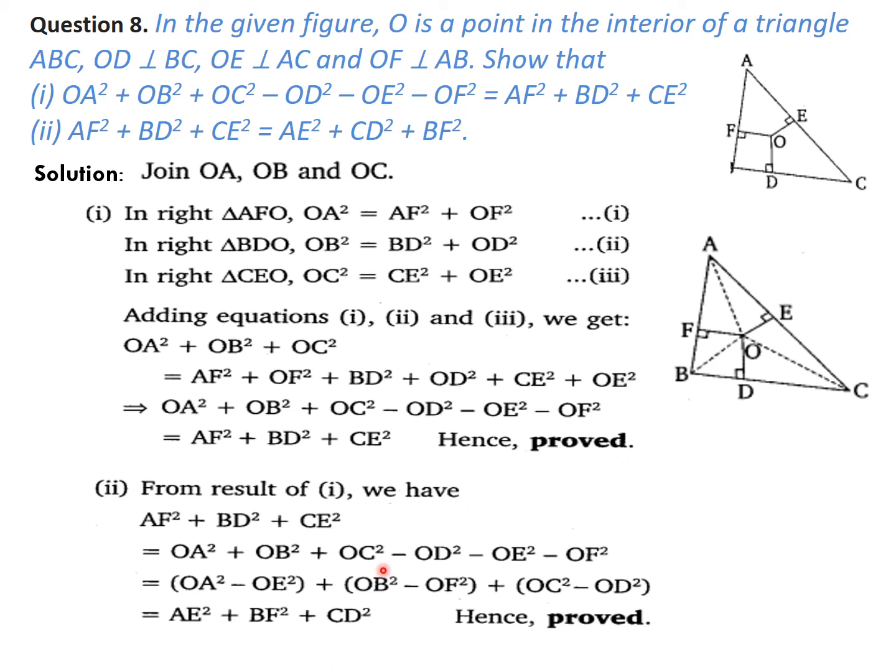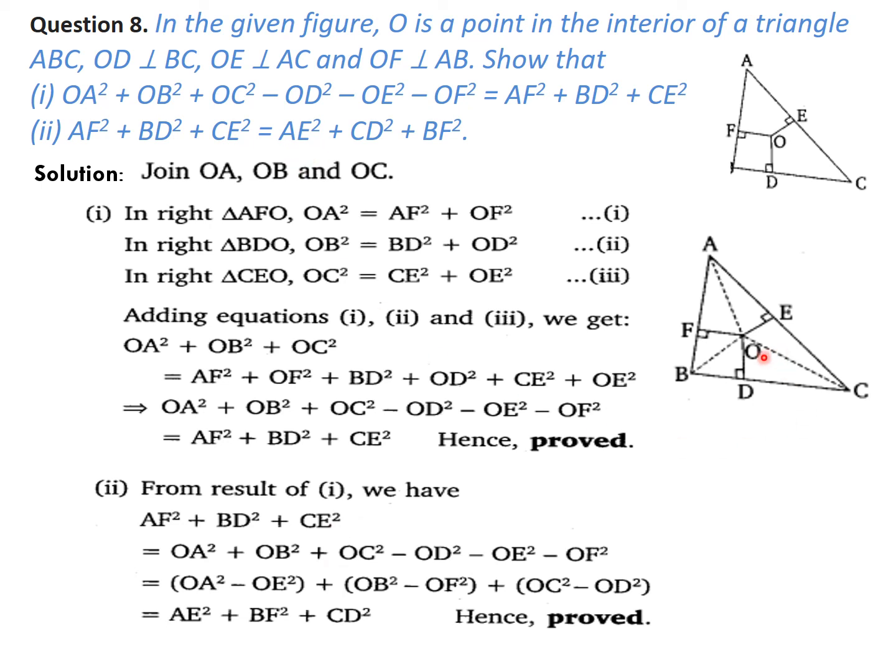For the second part, in this result, we have got AF square plus BD square plus CE square. We have to prove that AF square plus BD square plus CE square is equal to AE square plus CD square plus BF square. So, using the previous result, we can write down the whole equation right over here. Now, we just have to regroup it. See, if we take OA square minus OE square. Why? Because we need AE.